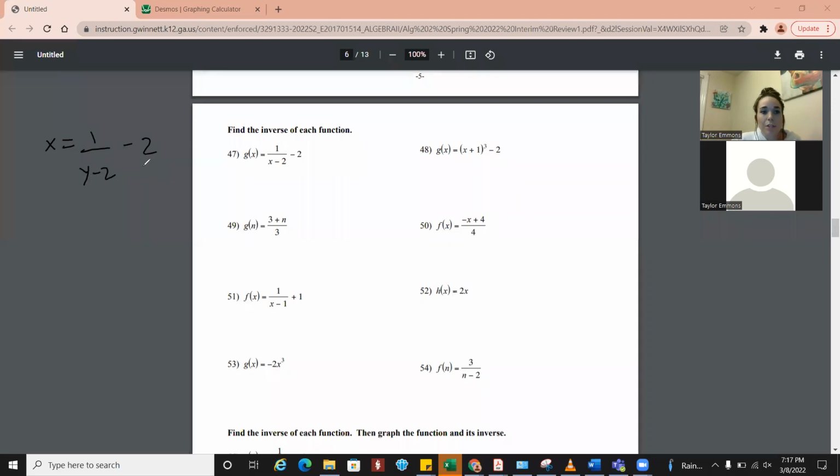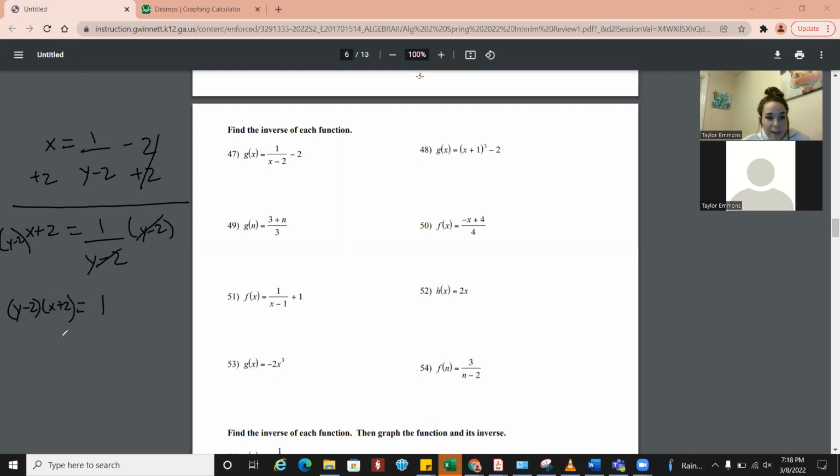So the first thing I'm going to do is move 2 to the other side. So I'm going to add 2 to the other side. This is going to give me x plus 2 equals 1 over y minus 2. Now, y is in the denominator, so we want it in the numerator and we want it by itself. So what we can do is multiply both sides by y minus 2. That'll give me 1 over here, and this is going to give me y minus 2 times x plus 2.